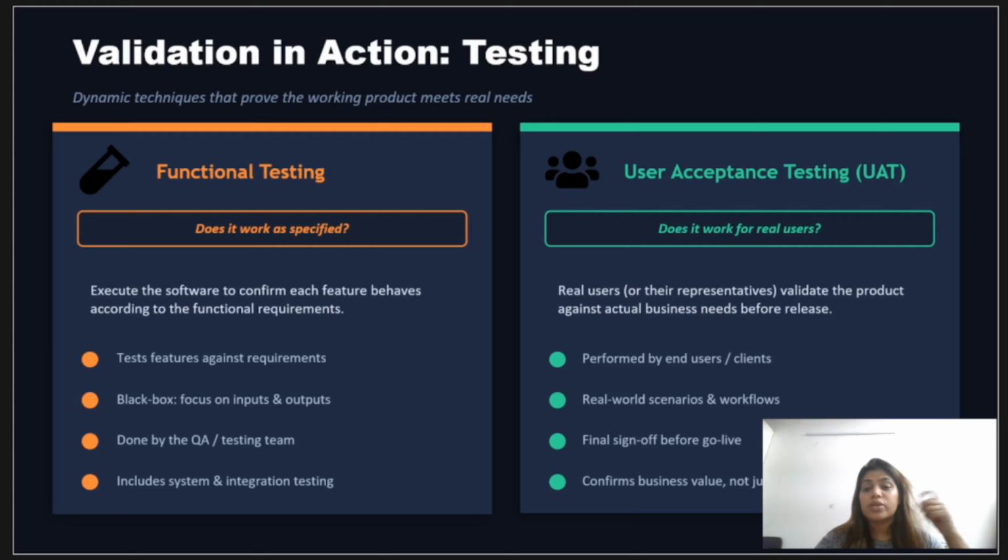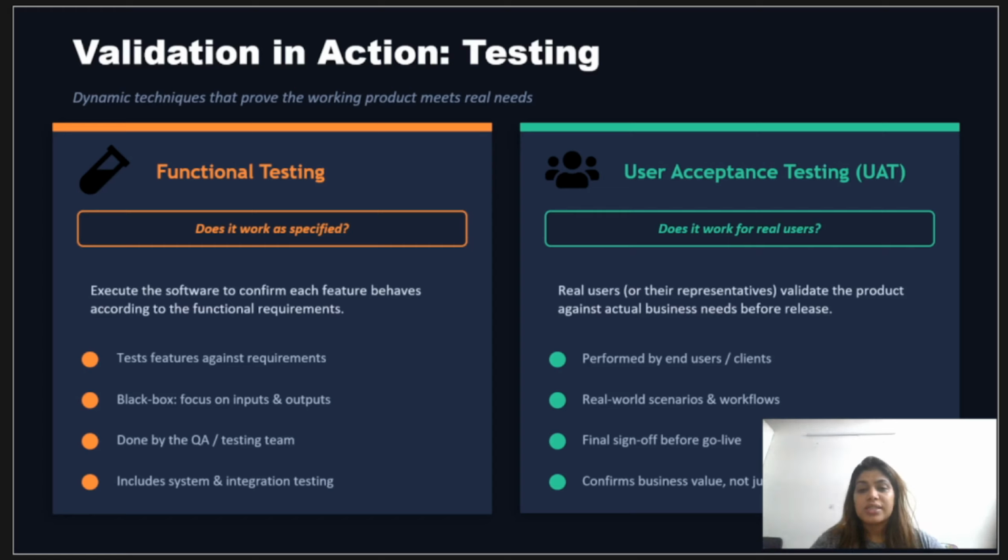The next one is user acceptance testing, which is the ultimate validation. Real business users or their representatives use the software in realistic scenarios and confirm whether whatever the software is doing is solving their problem. This is what they needed. UAT is the final gate before we go live.